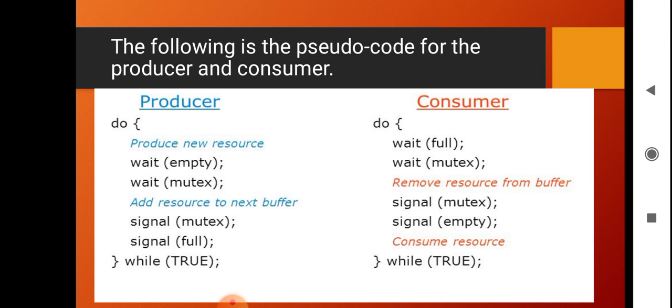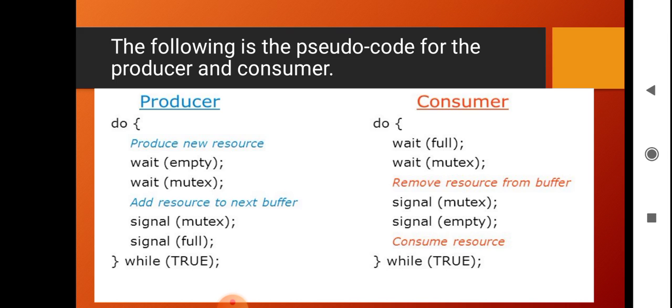Similarly, for the producer process, on the left side you can see the producer process. The producer is going to produce certain data. Now, wait for empty, what does that mean here? If the semaphore value is positive, we are going to decrement the value of the semaphore. If S is negative, no operation is going to be performed. So what is wait here?